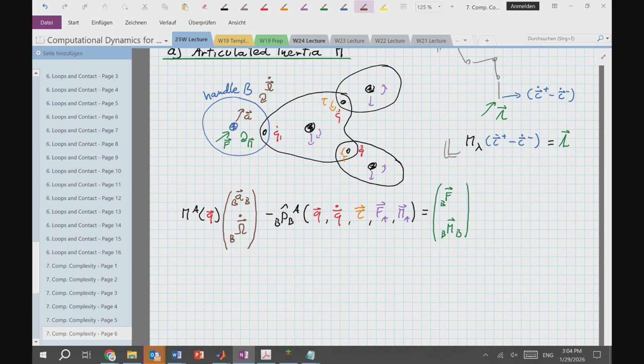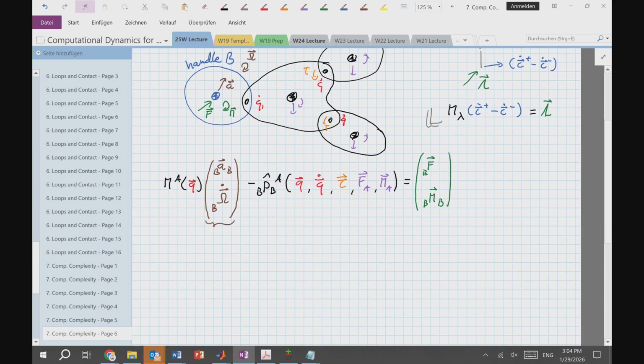And I want to now introduce a new notation which will abbreviate things a little bit. I will summarize and write these 6-dimensional vectors as a single vector with a hat on top, and I will call this a spatial acceleration.